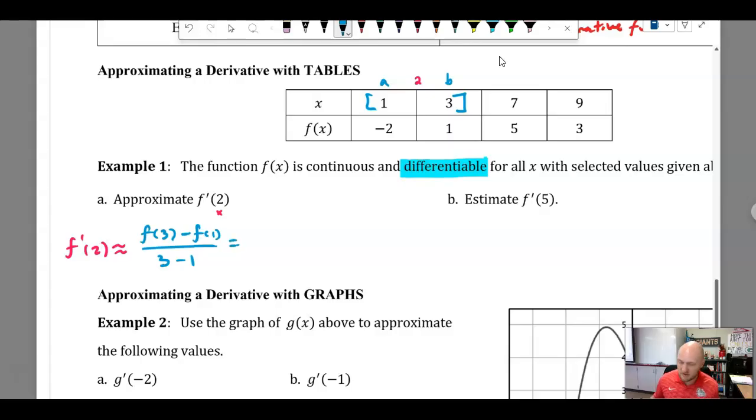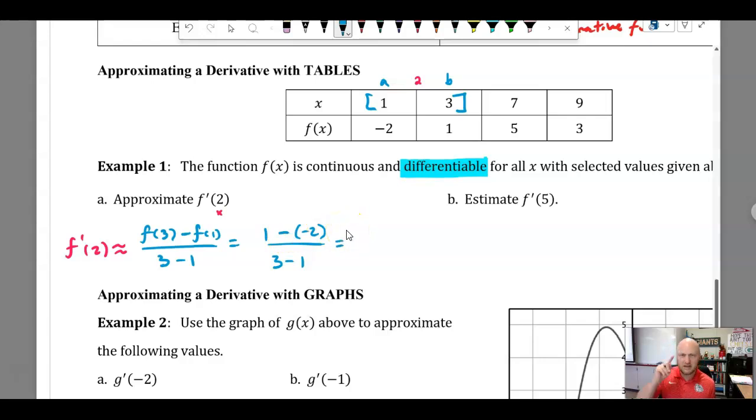And I love this table of values. Tables are so awesome because I don't have to compute. The y value at 3 is 1. The y value at 1 is negative 2. I'm going to use parentheses because it has a negative. I'm not going to mess up. And in the denominator, again, 3 minus 1. So here's your difference quotient on the AP exam. That's numerical. You are done. You have earned the point.